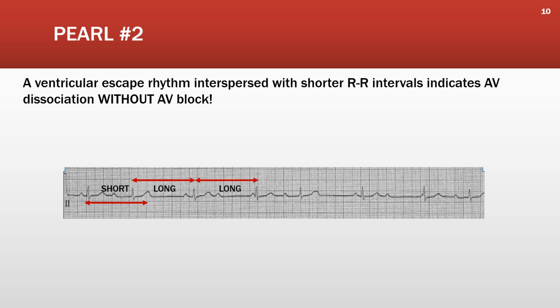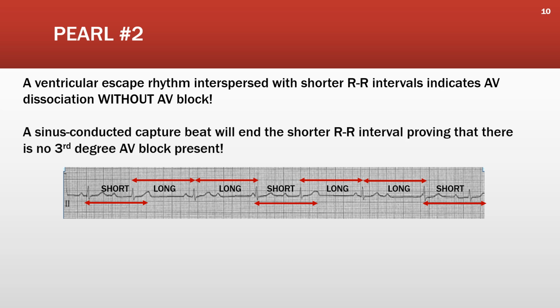Here we have another long interval, caused by the junctional escape pacemaker. Another short interval caused by the inclusion of a sinus conducted QRS. Another long escape interval, and another short interval ending with a sinus conducted QRS. So a sinus conducted capture beat, and these sinus conducted beats are referred to as capture beats, will end the shorter RR interval, proving that there is no third degree AV block present.